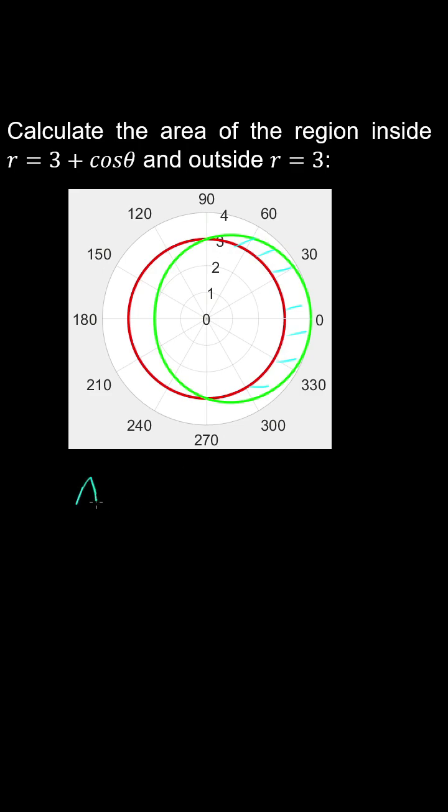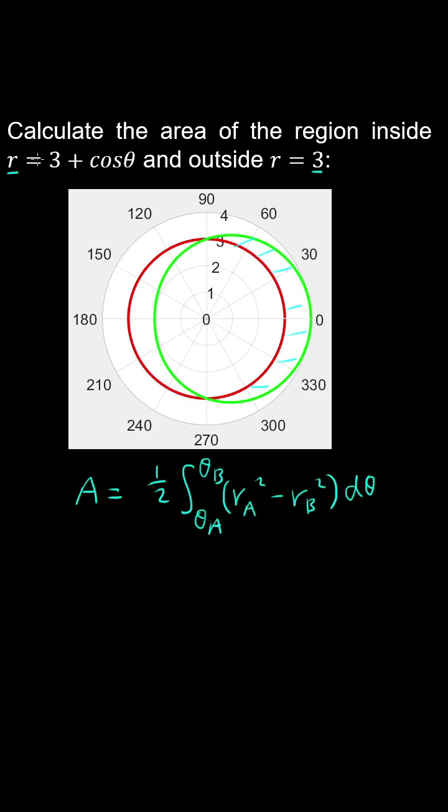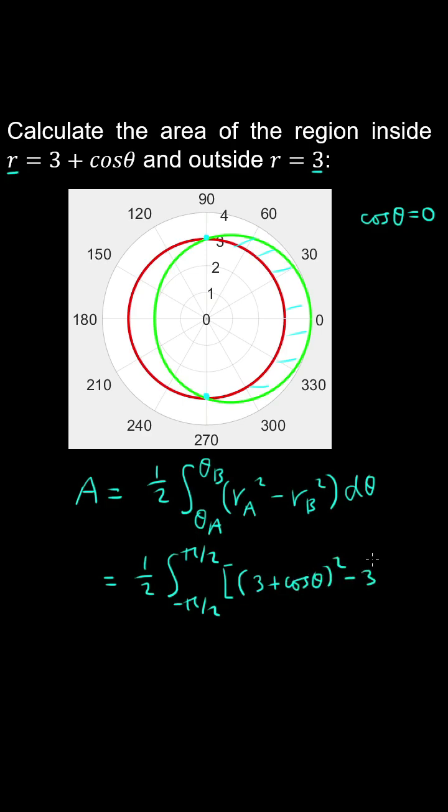And recall that the area between curves is defined as follows. If you substitute r equals 3 into this equation, then you can see that the curves intersect when cosine theta is 0. So theta is a multiple of pi on 2. These are the intersection points over here. So what we do is integrate from minus pi on 2 to pi on 2, and we're integrating the radius of curve A squared minus the radius of curve B squared with respect to theta. And now you can expand and simplify this, apply your trig identities, and you'll be able to obtain the area.